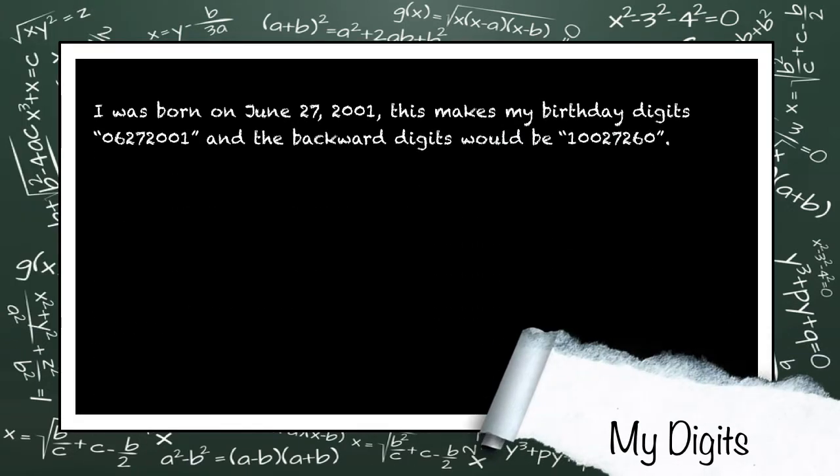I was born on June 27, 2001. This makes my birthday digits 06272001, and the backward digits will be 10027260. Excluding the zeros, my digits are 12726.